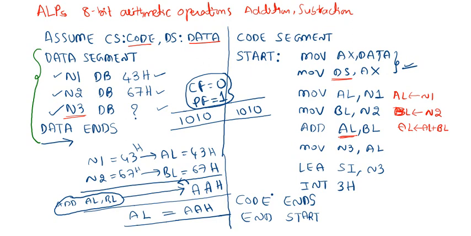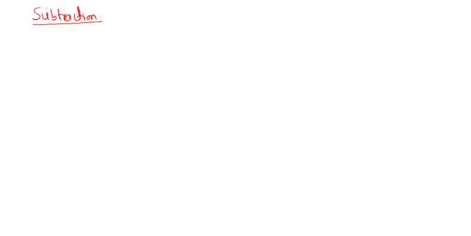So the next program is subtraction. Next program is subtraction of 8-bit numbers. So let us start the program. Assume CS code, then DS data. So these are the names for code segment and data segment respectively. So let us start the data segment, where you can define the input numbers.